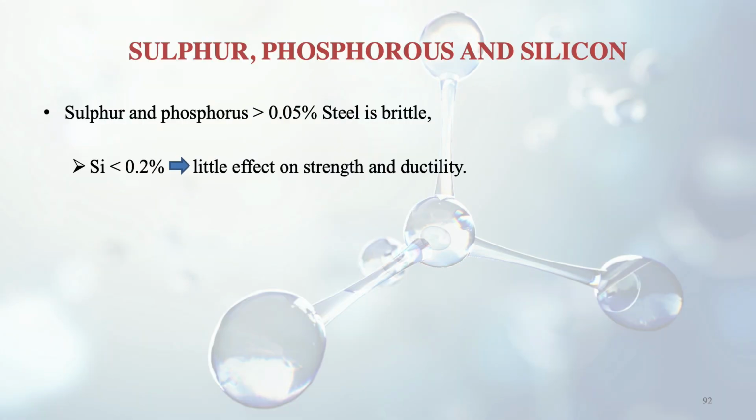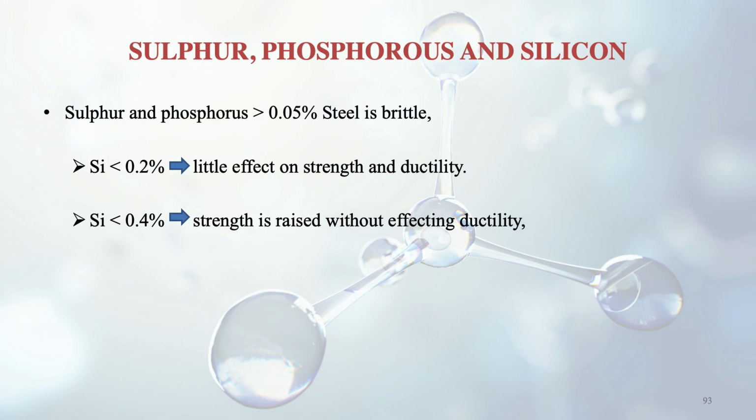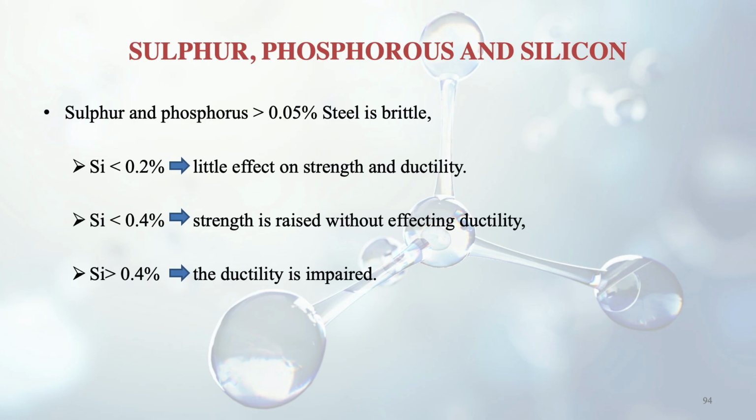And what about silicon? Silicon, if it is less than 0.2%, will have little effect on strength and ductility. So it is negligible. And if silicon is more than 0.2% and less than 0.4%, then strength is raised without affecting ductility. So this is a good thing. Strength is raised and our ductility is not affected. And if silicon is more than 0.4%, then ductility will be impaired. So the most suitable range for silicon is between 0.2 and 0.4%.